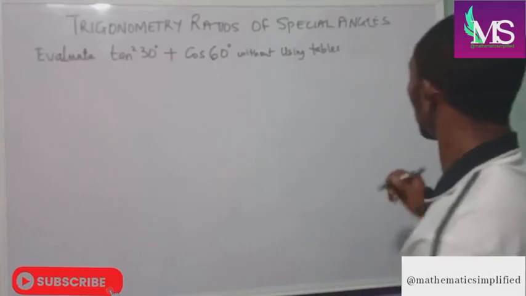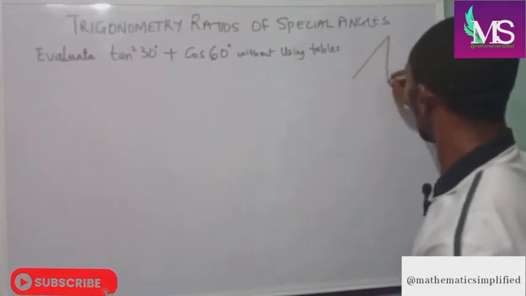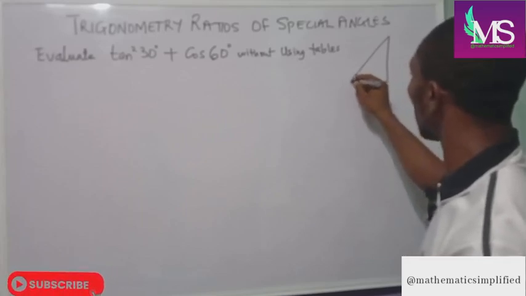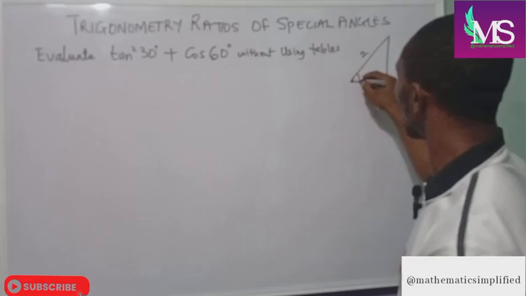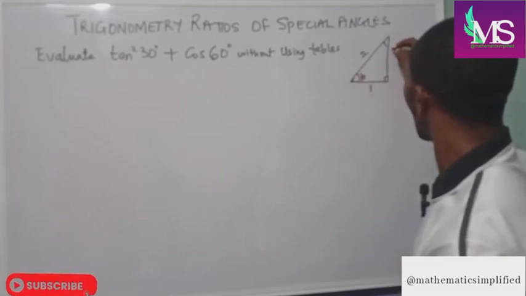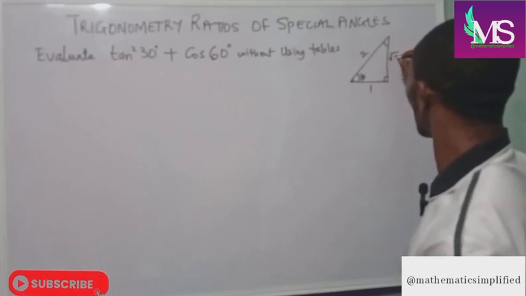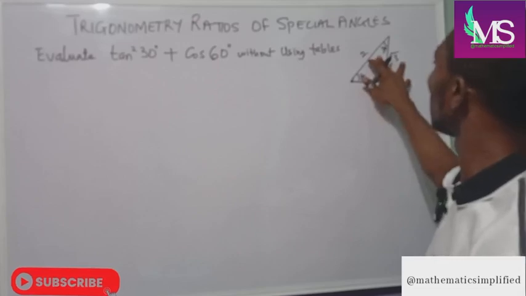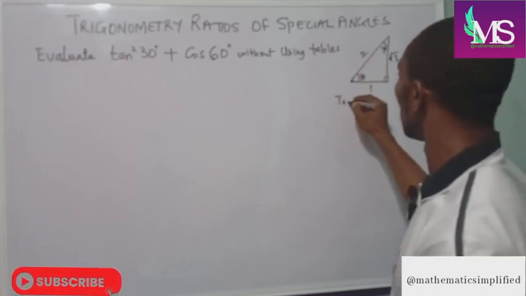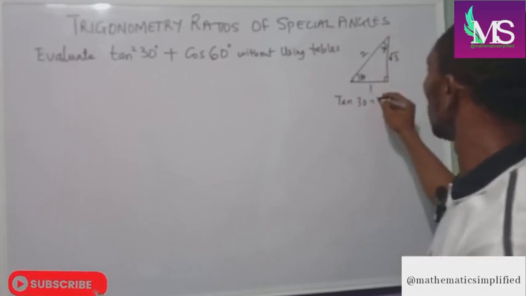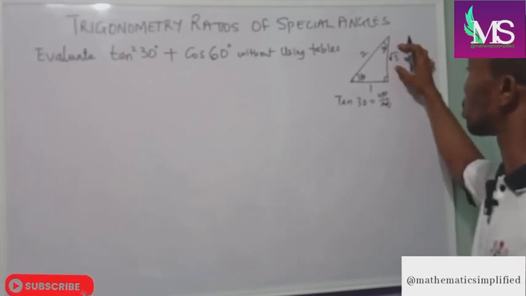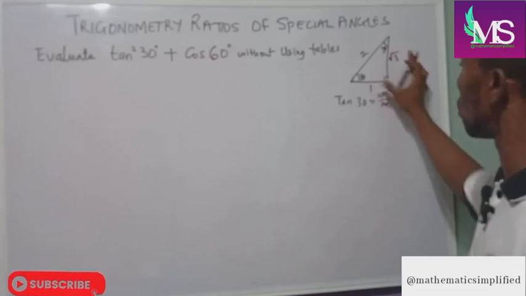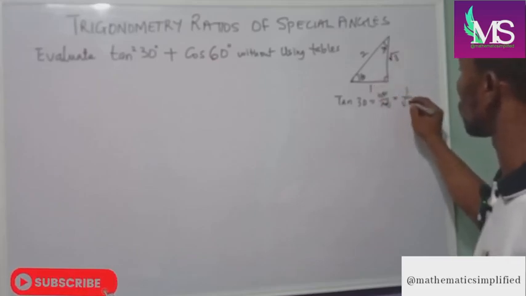Alright, diving into this question, if we have a triangle, half section of our equilateral triangle, a right angle triangle, where we have our hypotenuse as 2, adjacent as 1, and our opposite as root 3. Now tan 30, considering angle 30, will be opposite over adjacent. Now, for 30, our adjacent is root 3 and our opposite is 1. So this gives us 1 over root 3.